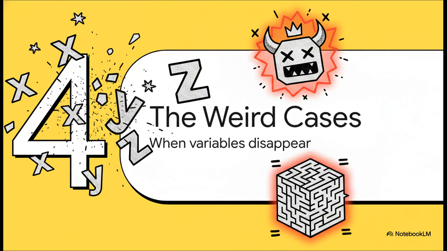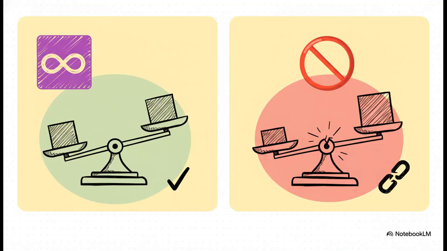But every now and then, as you're solving, something weird happens. The variables just vanish. They completely disappear from the equation. These are what I like to call the special cases, the boss levels of substitution. So, here's the secret to figuring these out. It all comes down to the very last line of your work.